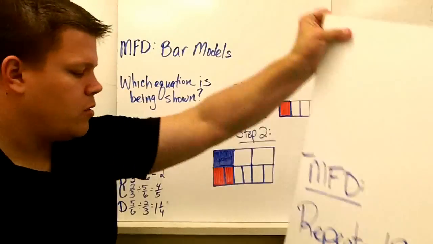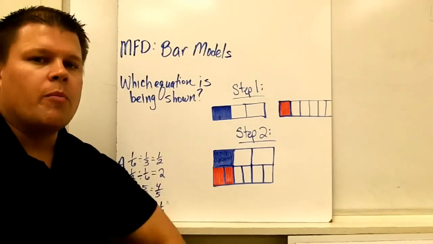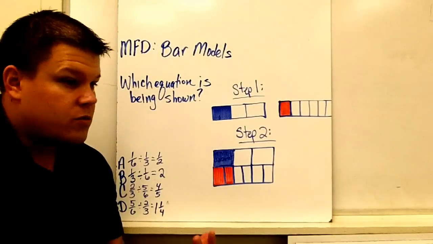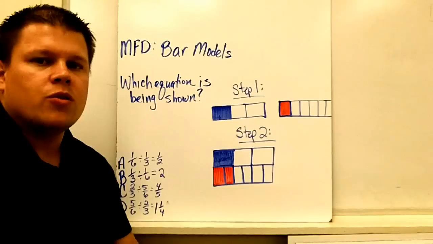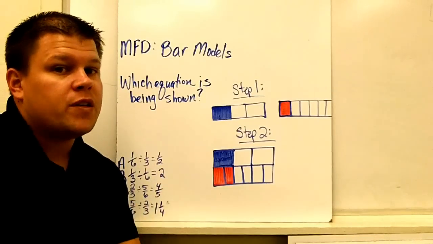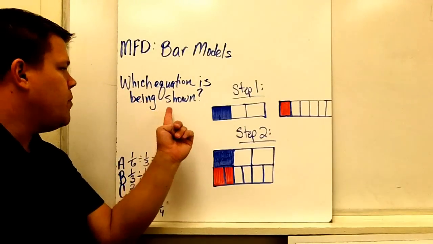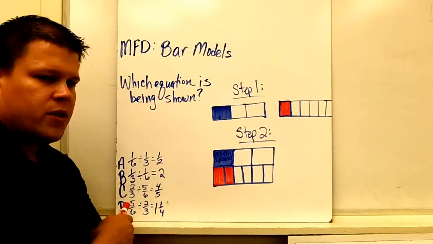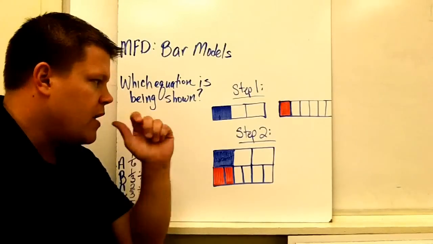Last one, hopefully the last one, is what I like to call a bar model. And this is another type of drawing picture to figure out a quotient or to figure out which equation best fits the situation. The question says, which equation is being shown? So we have some multiple choice answers, and I'll reveal those in a second if you can't see them. But we're given a picture.